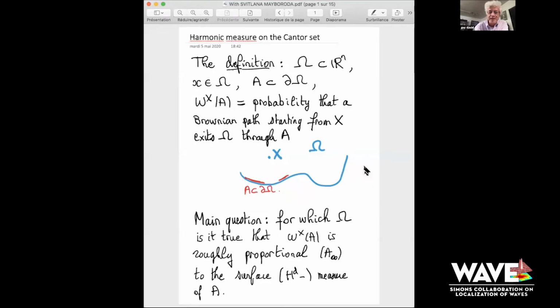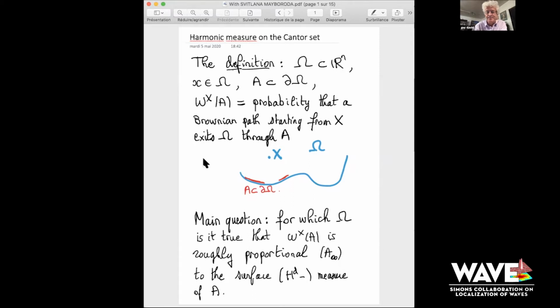I remind you that the simplest description of a harmonic measure is you start from a point X in the middle of a domain. The precise point doesn't matter. You send a Brownian motion, and eventually the Brownian motion leaves the domain, and you compute the probability of leaving through a given set A or not. That probability is what I denote by omega x of A.